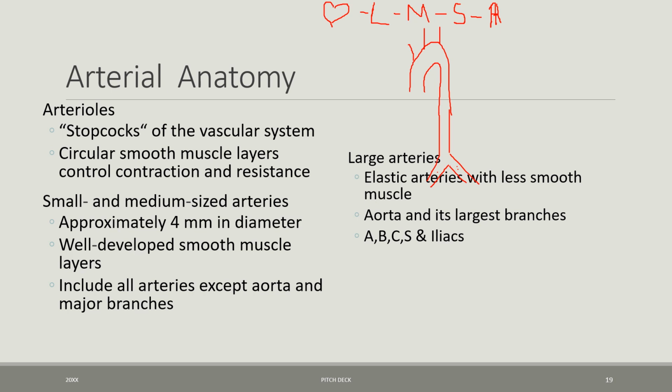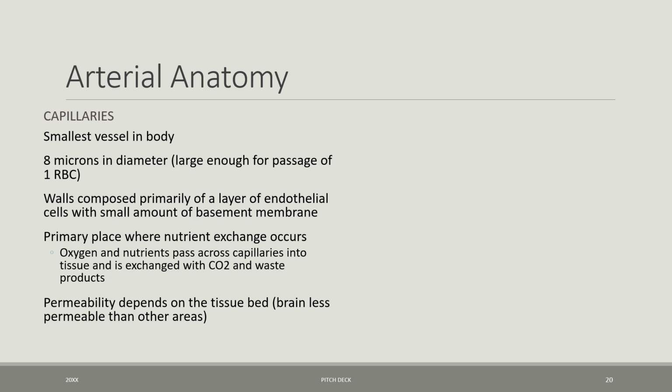Now, the arterioles will then branch out into our capillaries, which is where the oxygen and nutrient exchange occurs. So our capillaries are considered the smallest vessels in the body. They are only large enough for one red blood cell to travel through at a time. They have very thin walls of endothelial cells that create a basement membrane that's highly permeable. And that permeability is what allows for oxygen and nutrients to be exchanged between the tissue and the artery. And so in the arterial system, you're dropping off oxygen and picking up carbon dioxide and waste products.